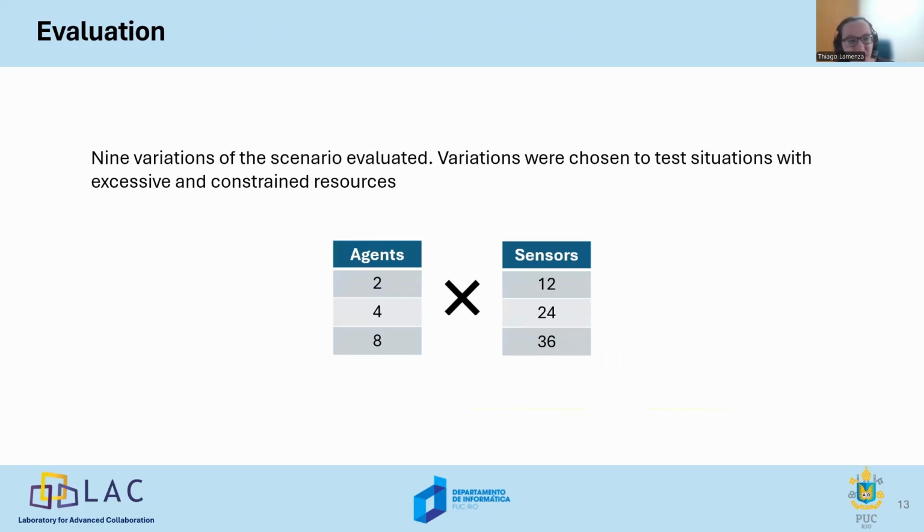So for our evaluation, we will be evaluating on 9 different variations of the same scenario, the data harvesting scenario. We will be varying the number of agents between 2, 4, and 8, and the number of sensors between 12, 24, and 36. We chose these numbers to have a good balance between scenarios where we have constrained resources and other scenarios where we have excessive resources.